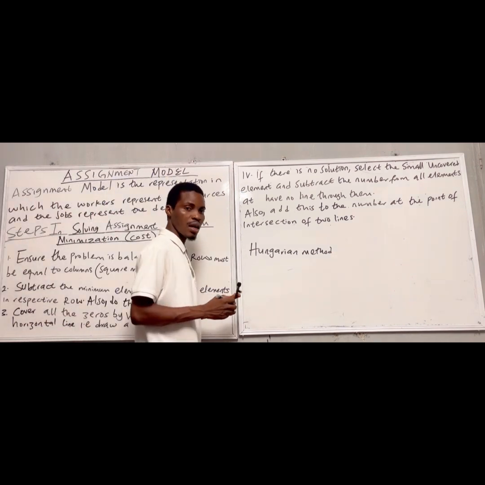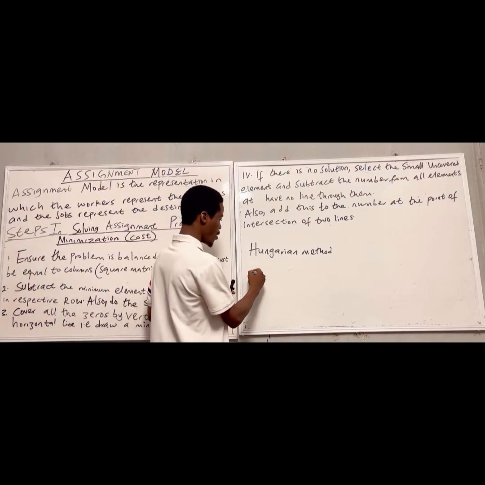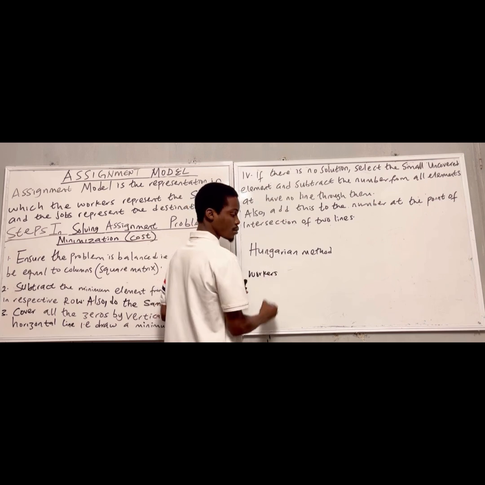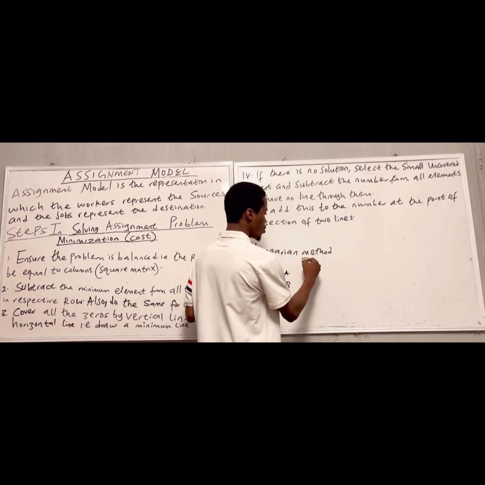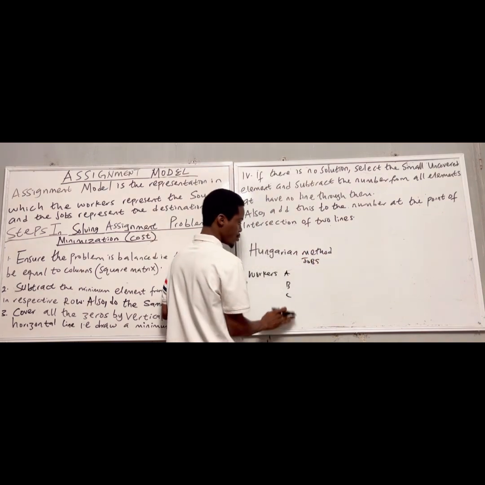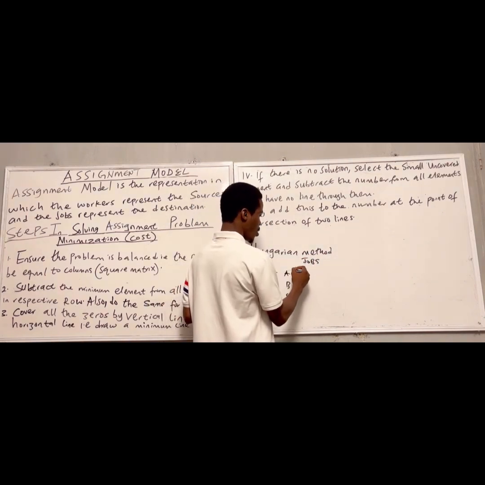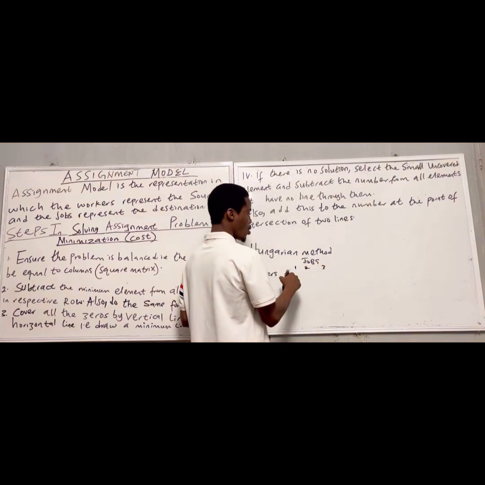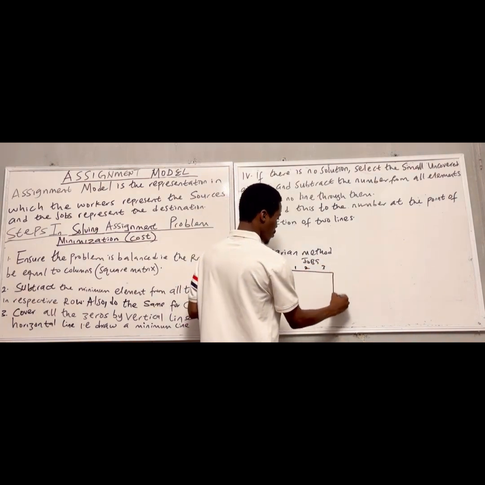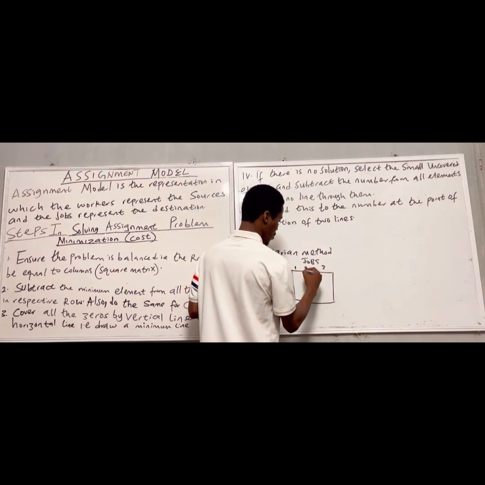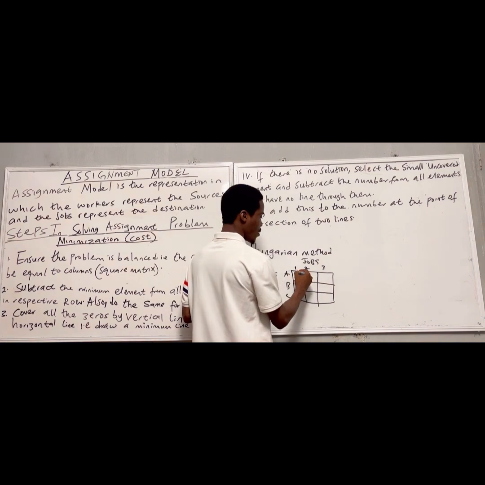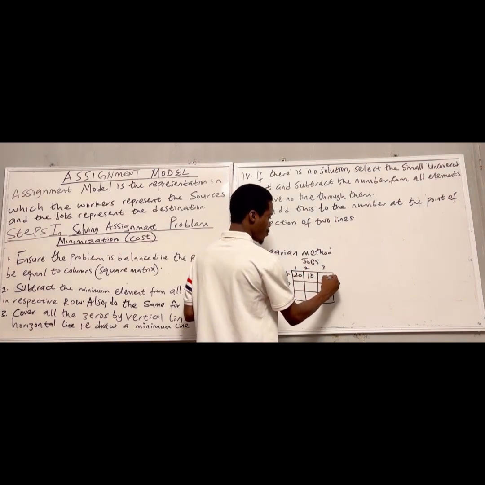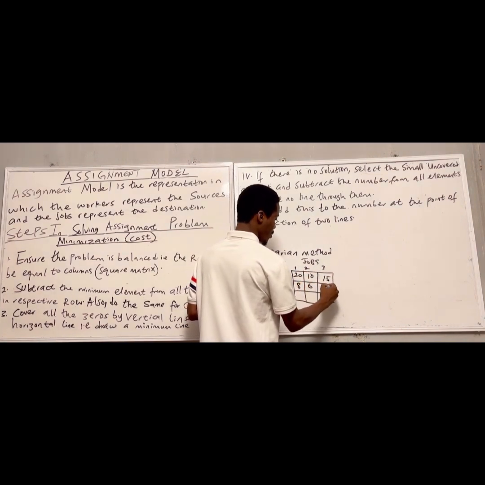For example, if you have workers A, B, C, and we have jobs 1, 2, 3. On job, what do we have? On A, on B, we have 20. Here we have 10. Here we have 15. Here we have 8, 6, and 5. Here we have 2, 7, and 9.